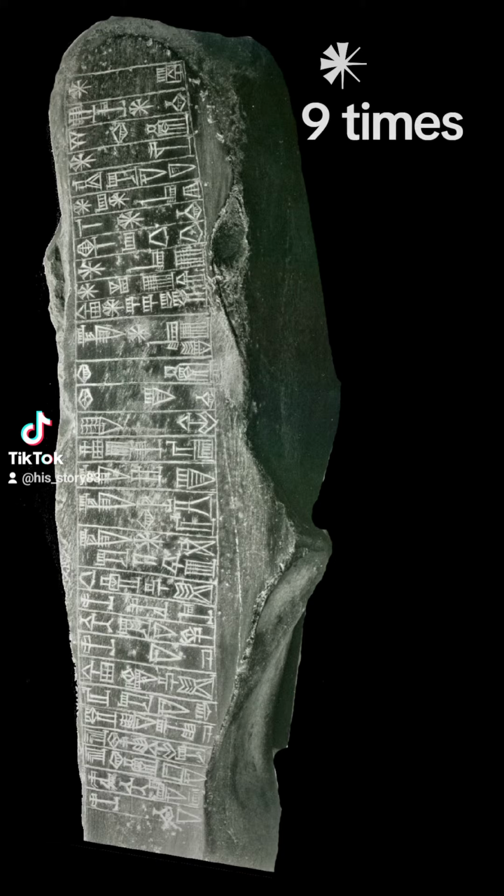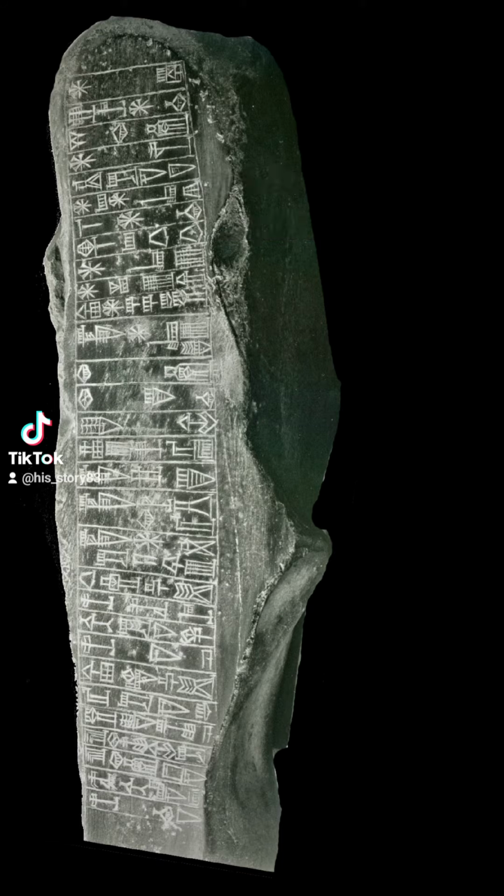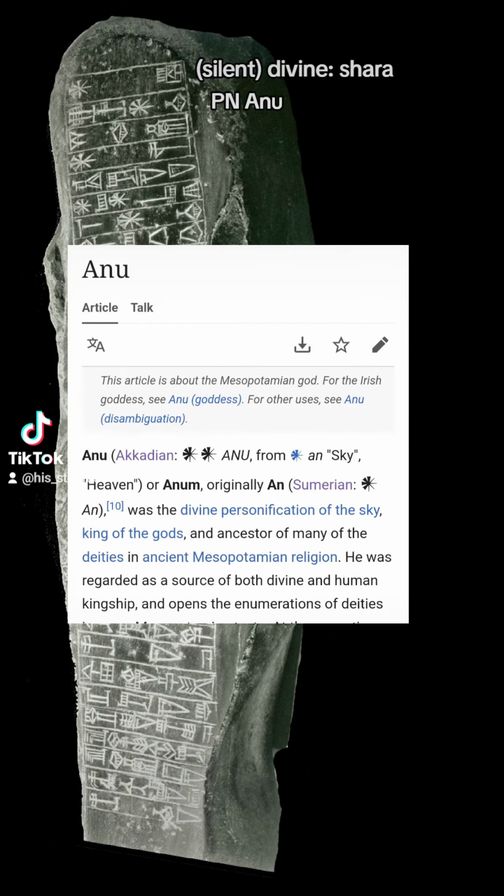I count 9 times. It's serving 4 and arguably 5 different functions. It has 2 different phonetic values, both of which are being used in this inscription, and it's also being used as a proper noun. Let's go through them one by one. So the very top line, this is being used as a silent determinative for divine, in the name of the god Shara. So the next line down is being used as a proper noun, Anu. The line is saying the authority of Anu.